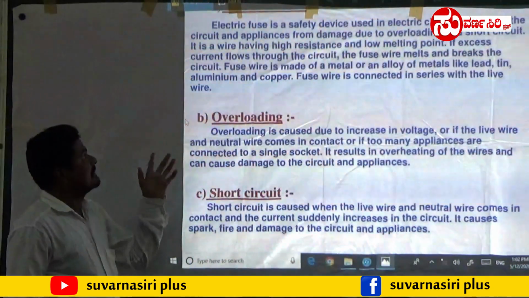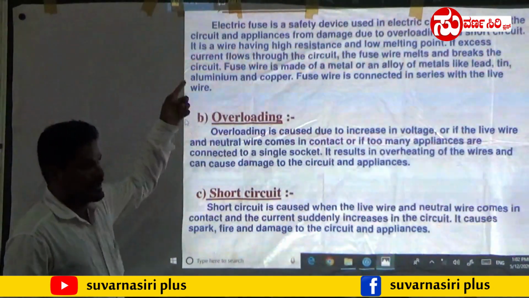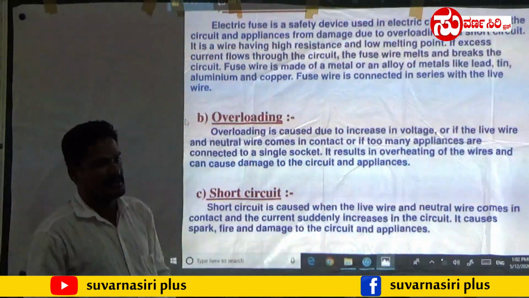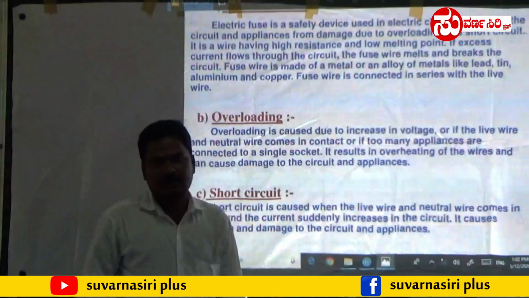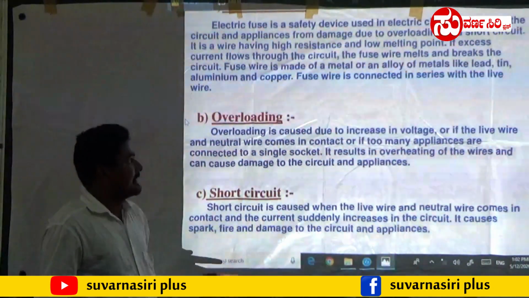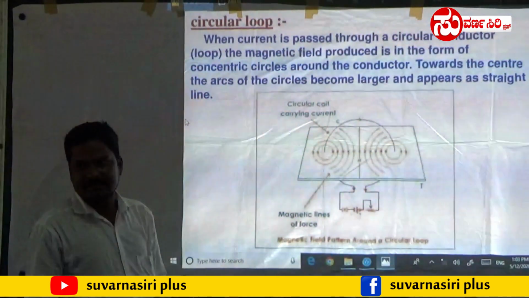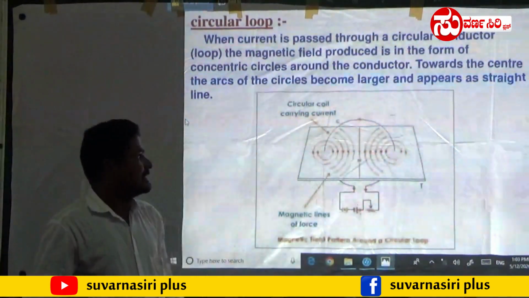And next, there are a few factors. So here, electric fuse, overloading and short circuit. These are all terms we should learn in this topic. These are the main points. And next, here there is a circular loop. So we should be discussing this chapter.